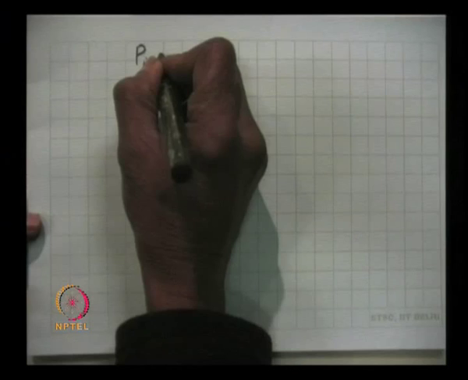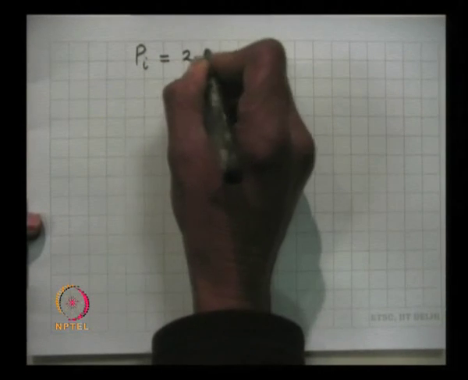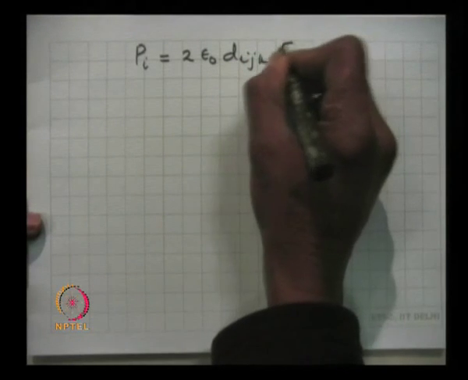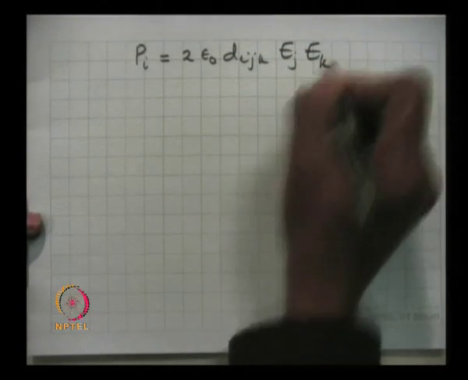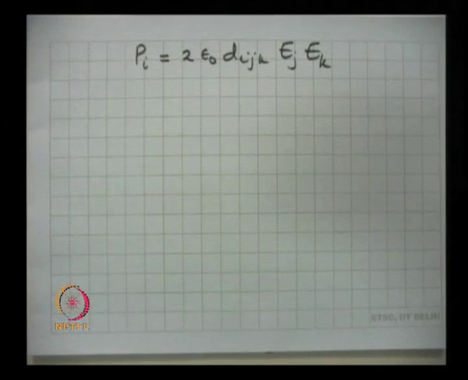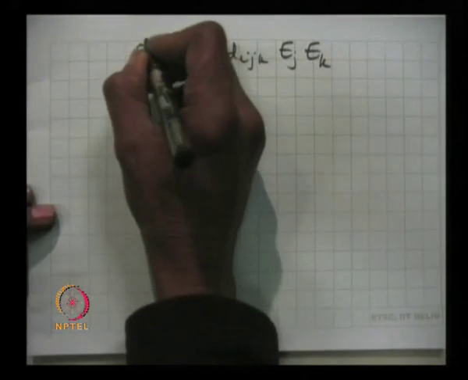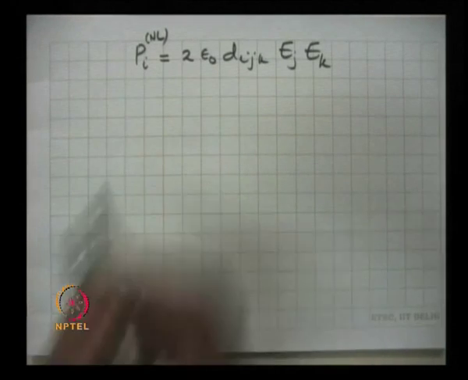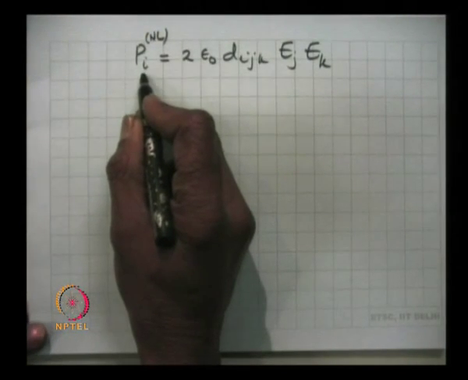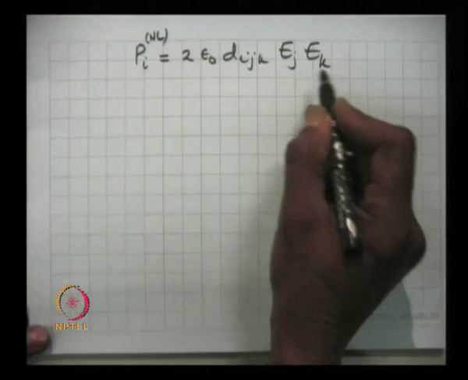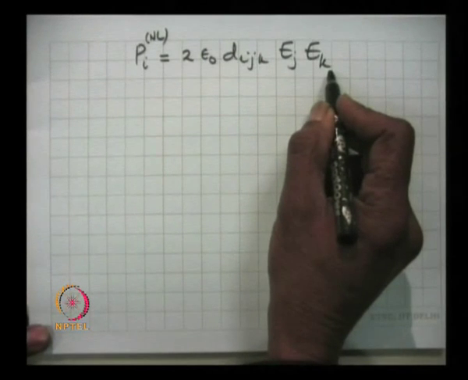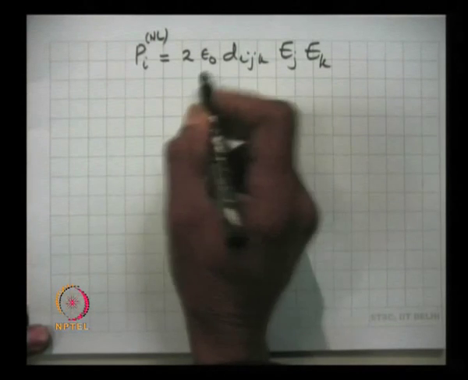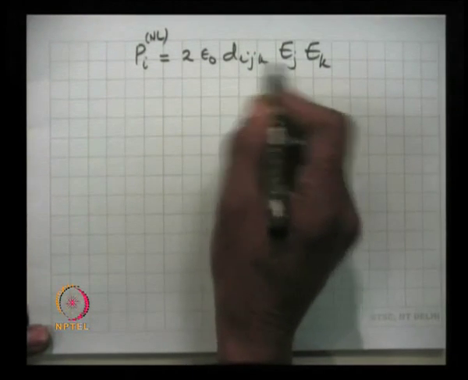Remember, P i is equal to 2 epsilon 0 d i j k E j E k. This is the actual equation connecting the nonlinear polarization. This is only the nonlinear polarization. This is the ith component of nonlinear polarization, which depends on the jth and kth components of the electric fields. I am not writing the summation sign. The repeated indices j and k are being summed over.